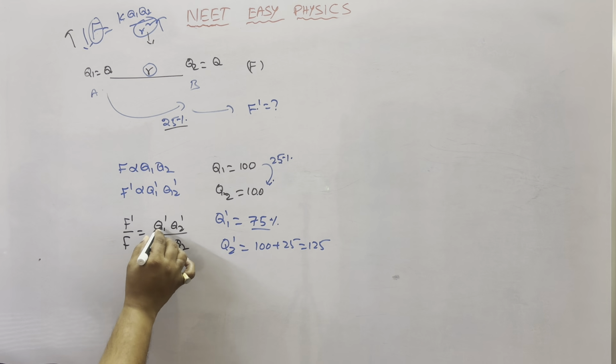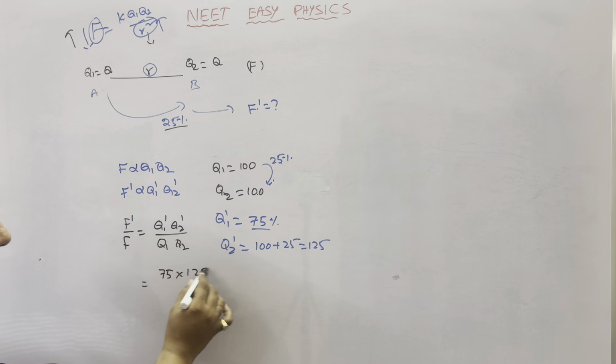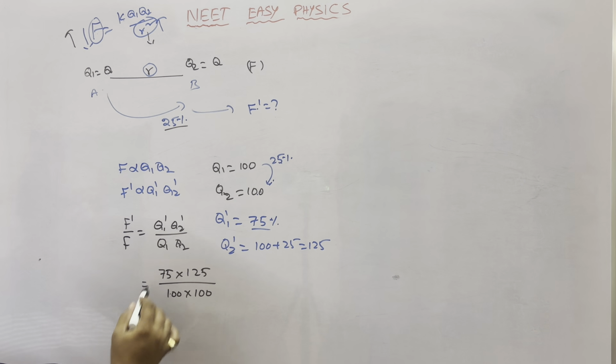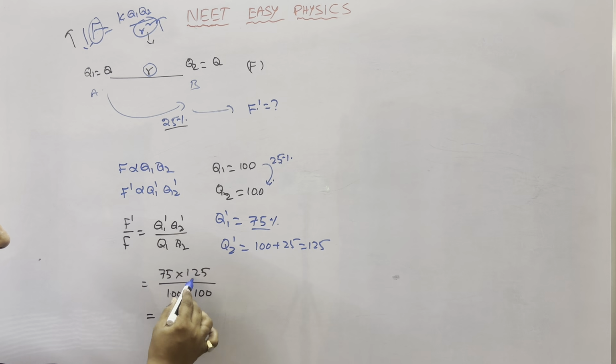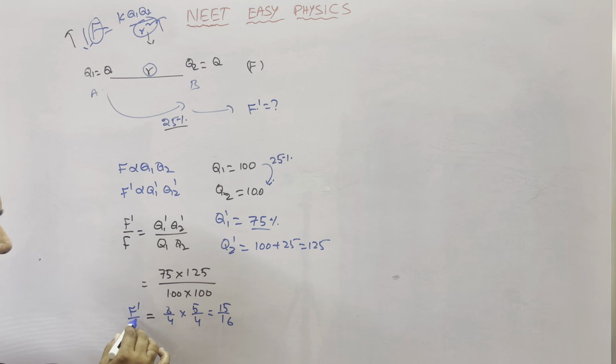Now substitute here. What is Q1 dash? 75 into 125 by 100 into 100. So if it is cancelled, 5 in this, 25 or 5 you can cancel, 3 5s are 15, 4 5s are 20, 5 5s are 25, 4 5s are 20. 15 by 16. So that is the ratio between new force and old force.